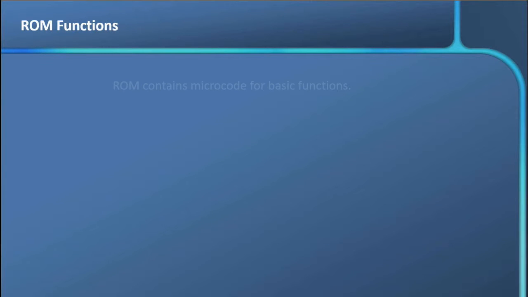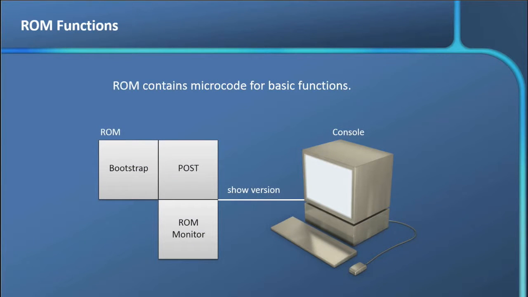Now, there are some additional components that we're going to look at in this section. One of them that actually wasn't listed on the previous slide is ROM. ROM is going to be used at initial startup. This is where bootstrap, POST, and ROMMON are processed. So ROM contains microcode, and our microcode is broken into these 3 partitions.